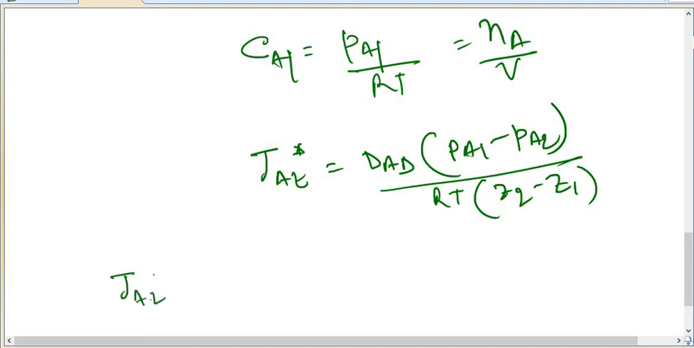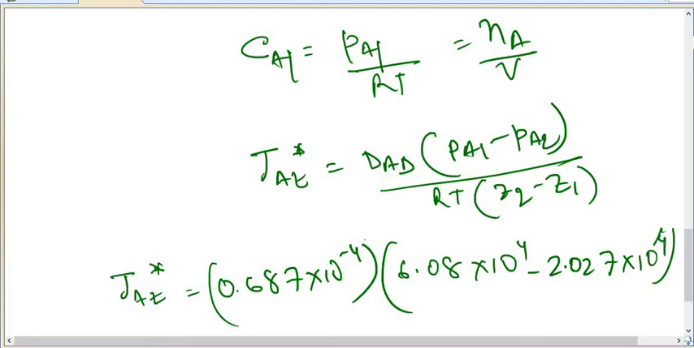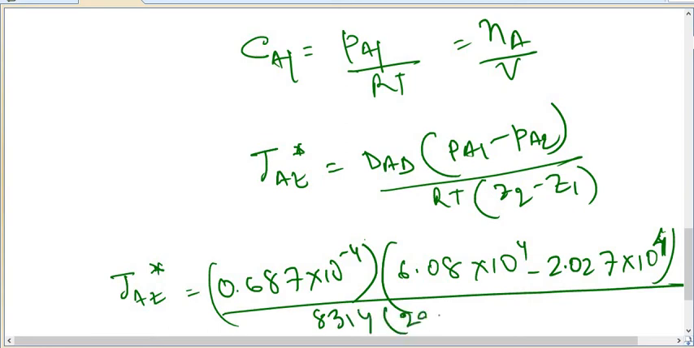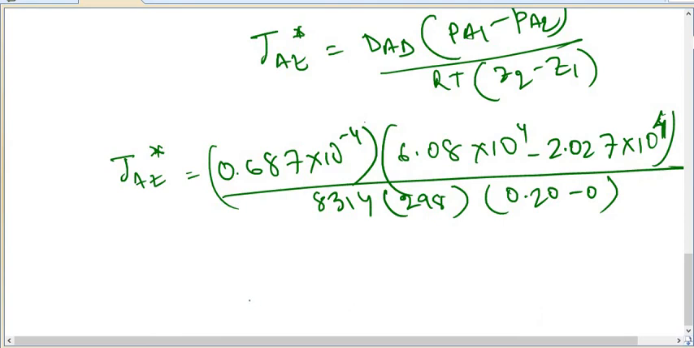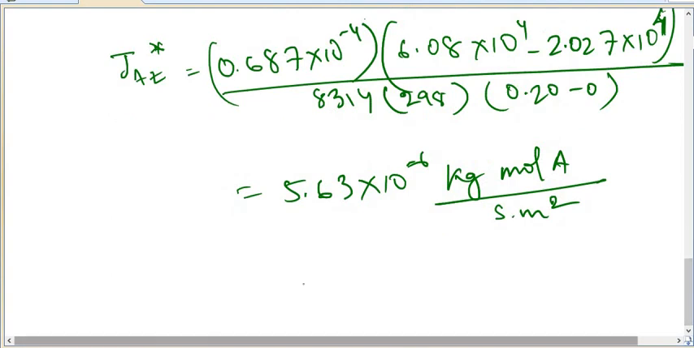If we put all these values in SI units, we get Jz star is equal to 0.687 into 10 to the power minus 4, times 6.08 into 10 to the power 4 minus 2.027 into 10 to the power 4, divided by 8314 into 298, the temperature, and the path distance. This is a simple mathematical calculation. If we solve this, we find that Jz star is equal to 5.63 into 10 to the power minus 6 kg mole A divided by second into meter square.